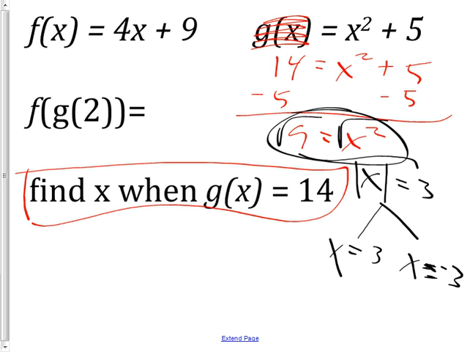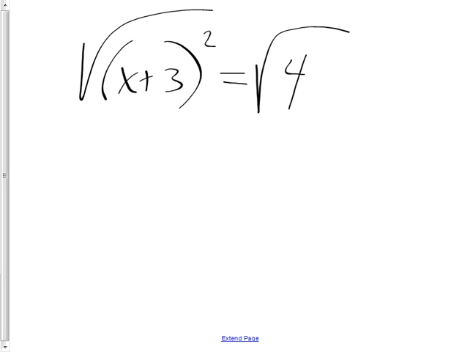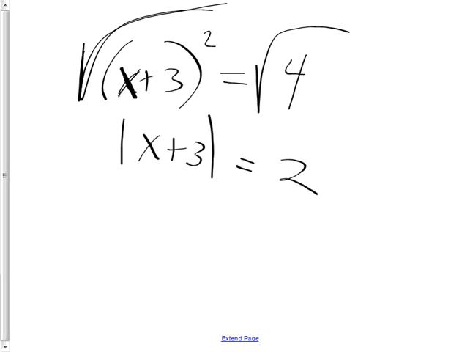No, you can't. You don't want to know why? Because when you have something like this, and I take the square root of both sides, the square root of 4 is 2. It's not plus and minus 2, it's just 2. And the square root of this part, when you take the square root of a variable, you need the absolute value.